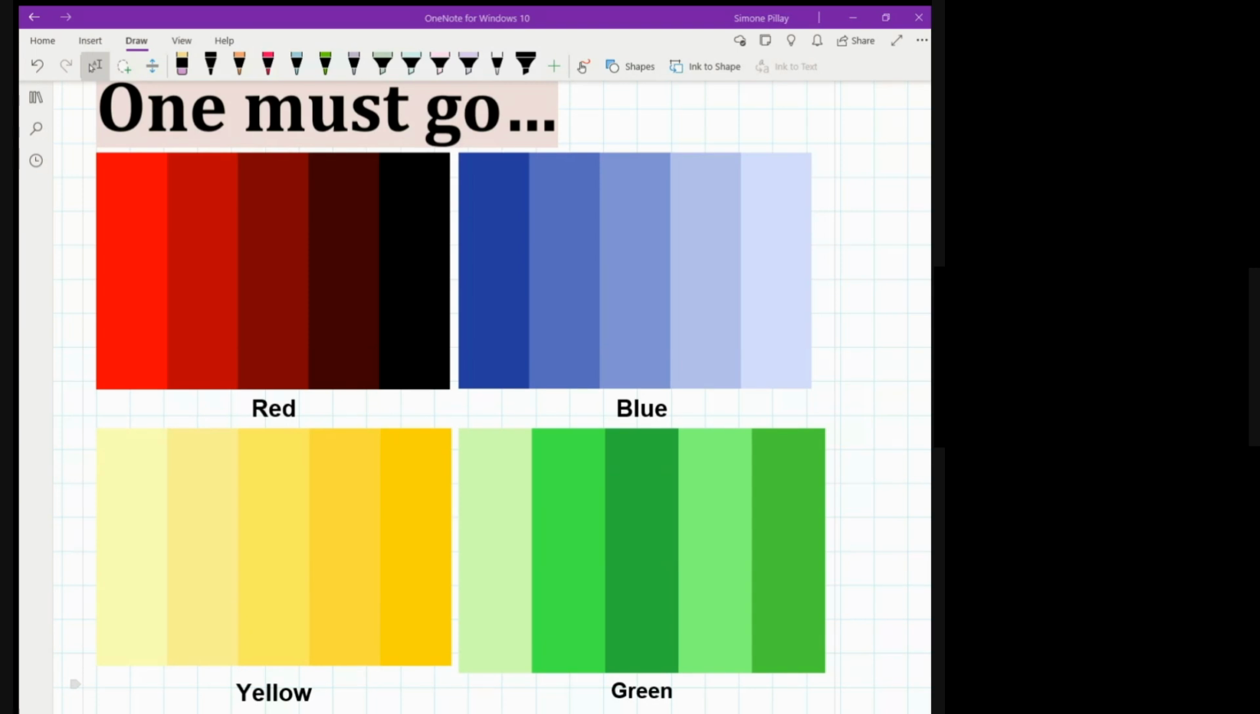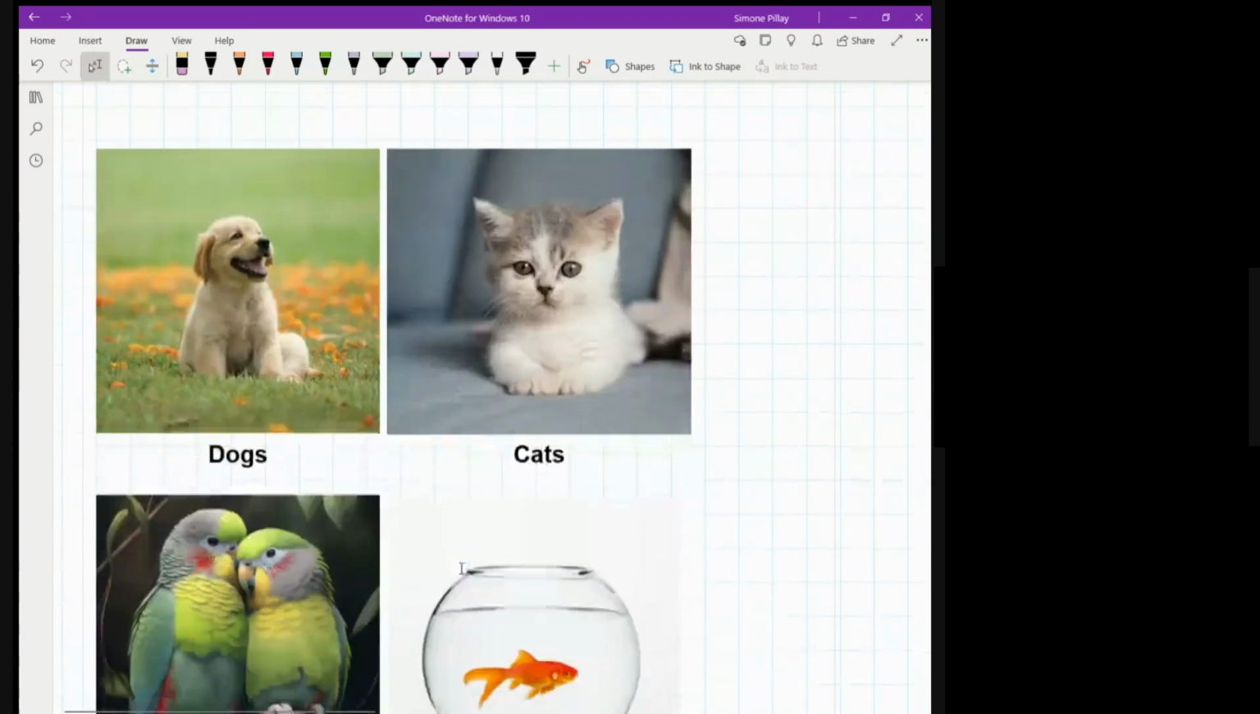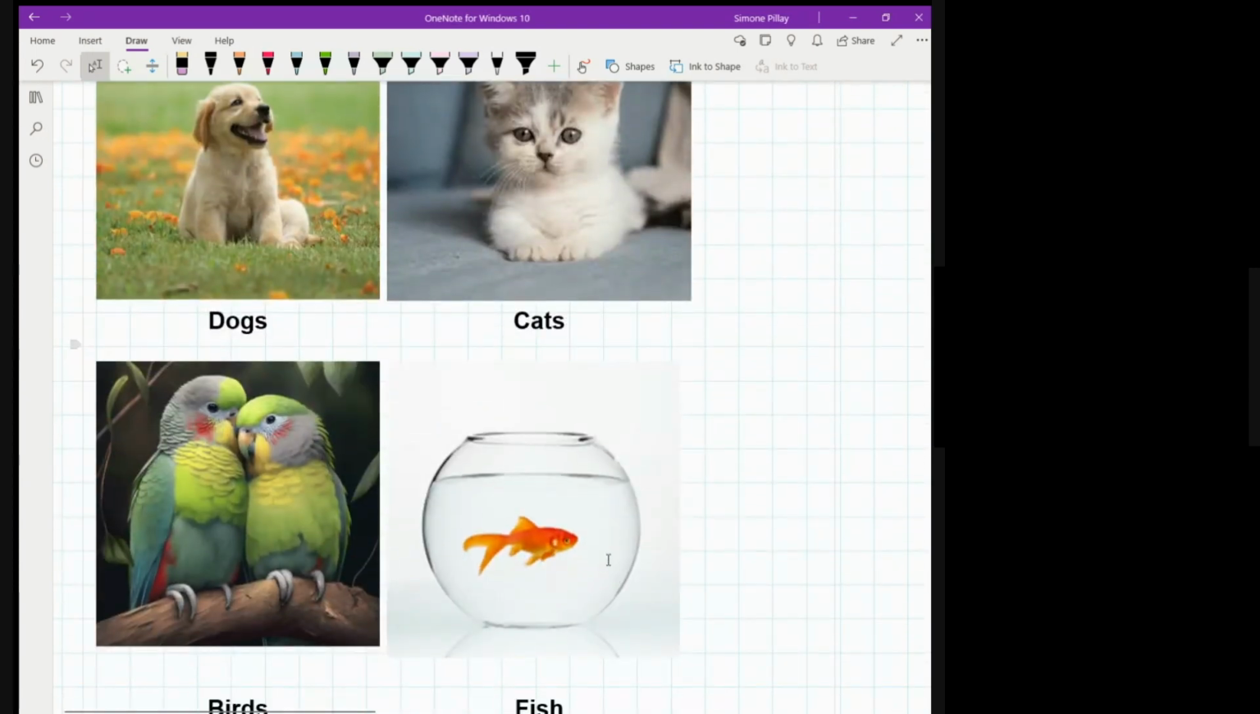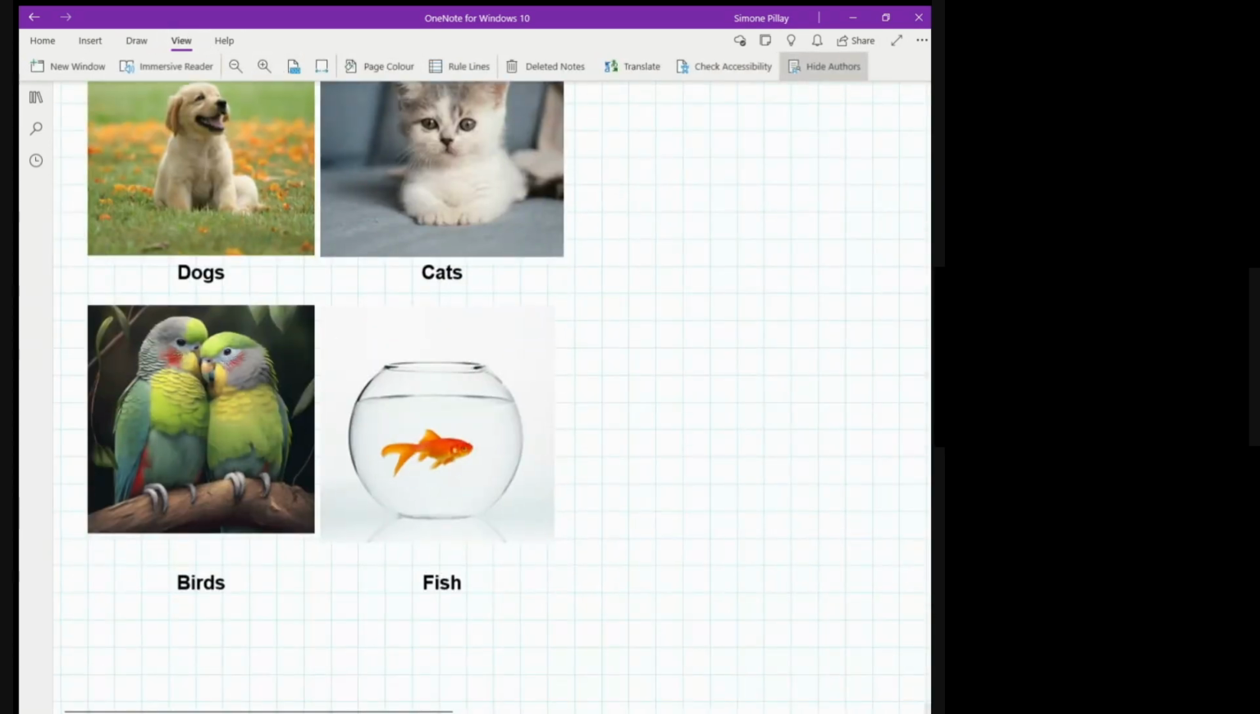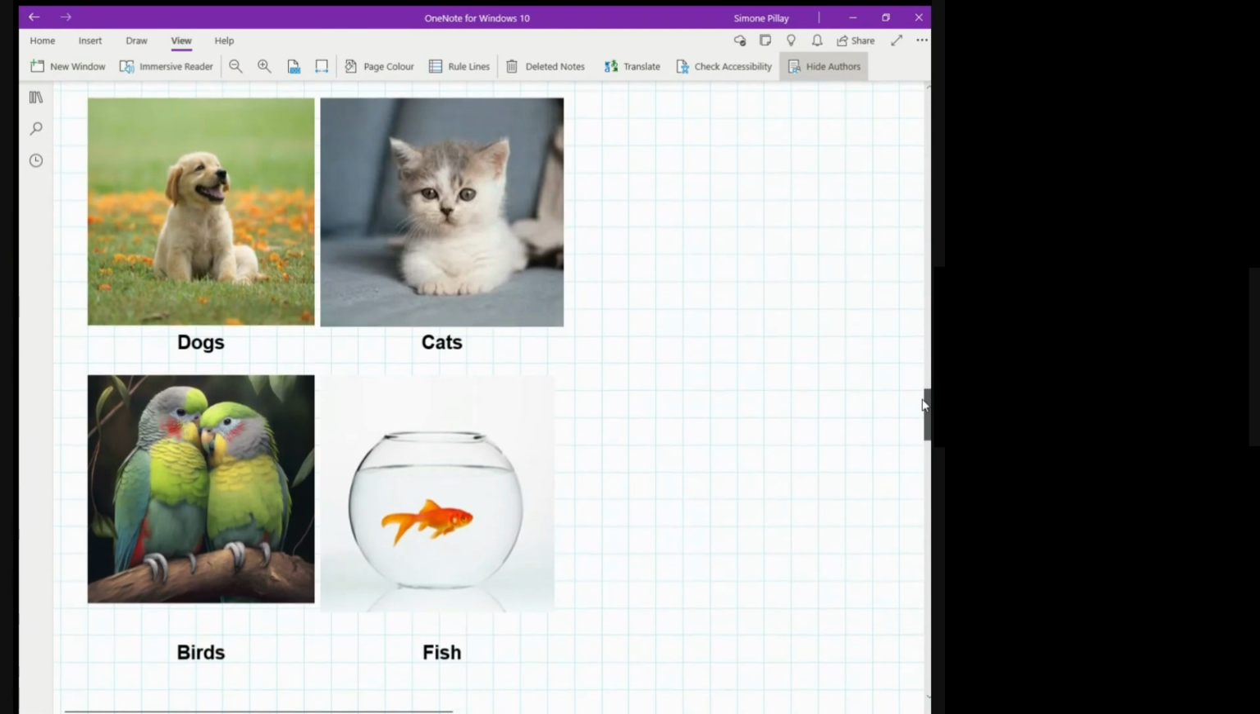Okay, that was that one. Let's move on to the other one. We're talking about pets, so we're not getting rid of these animals forever and ever. I need to zoom out for these because it's crazy. We're not getting rid of them forever and ever, but just in pets.